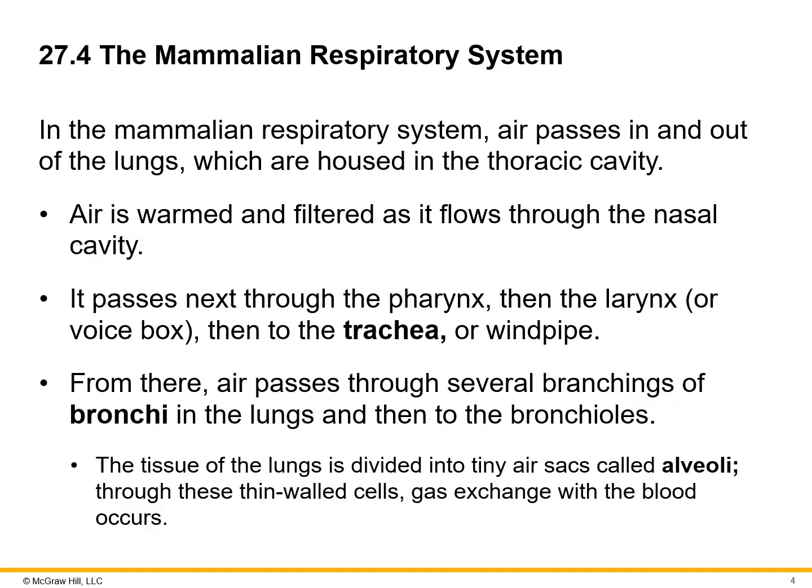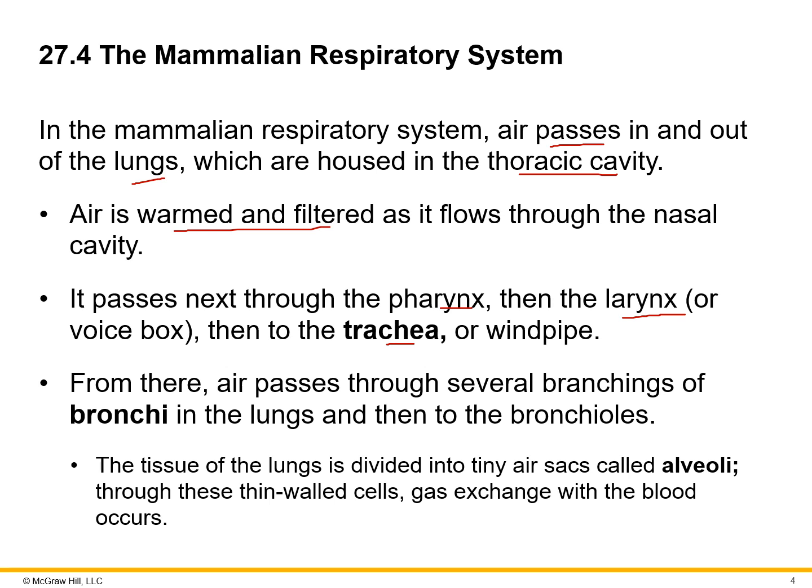So again, focusing primarily on the mammalian respiratory system. Air passes in and out through the lungs, and those lungs are housed in the thoracic cavity. Air is warmed and filtered as it flows through the nasal cavity. The nasal cavity helps trap some debris, but it also warms the air before it gets to our lungs. Then it passes through the throat or the pharynx, then through the voice box or the larynx, then into the trachea, also commonly referred to as the windpipe.